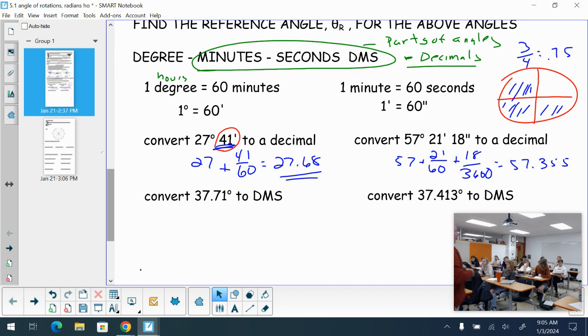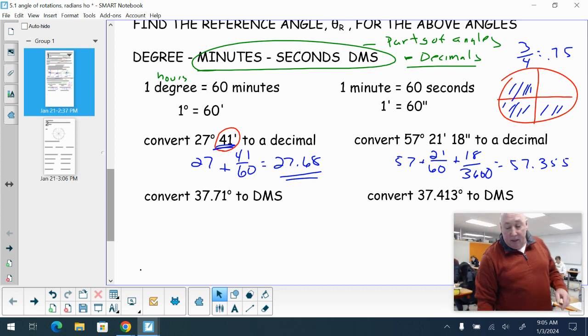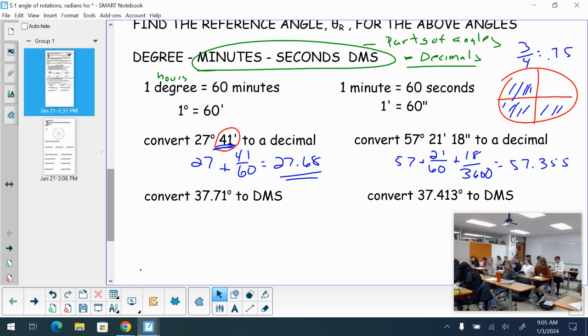Okay, we will stop there today. Tomorrow we will convert the other direction. You'll be able to do the back side of the homework. Just worry about the back side of your homework here. Adios, and have a good day.